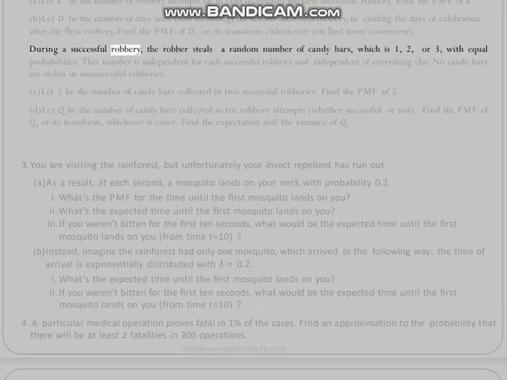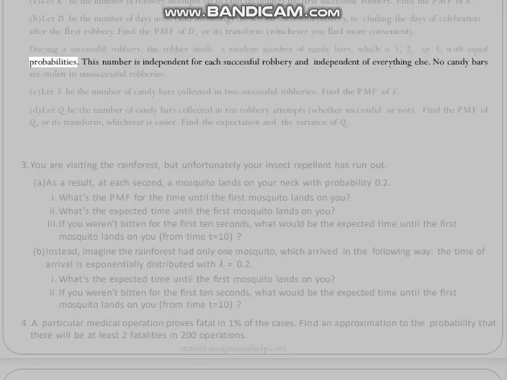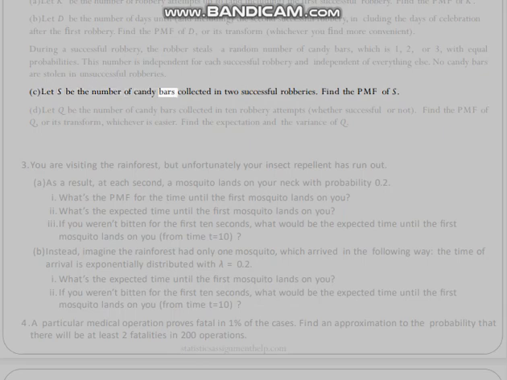During a successful robbery, the robber steals a random number of candy bars, which is 1, 2, or 3, with equal probabilities. This number is independent for each successful robbery and independent of everything else. No candy bars are stolen in unsuccessful robberies. C. Let S be the number of candy bars collected in 2 successful robberies. Find the PMF of S.